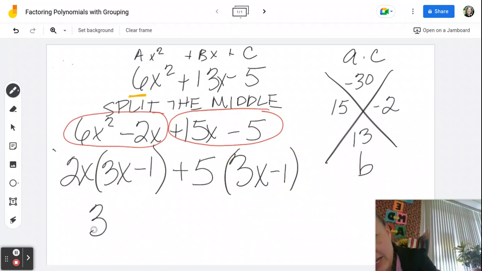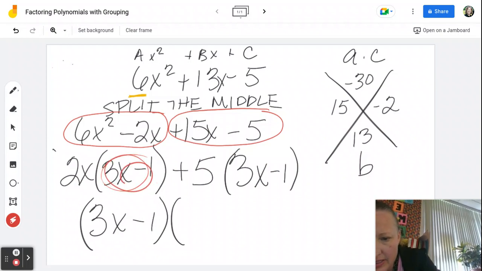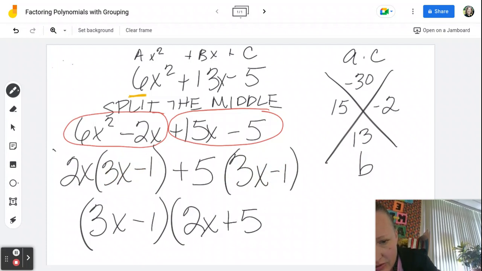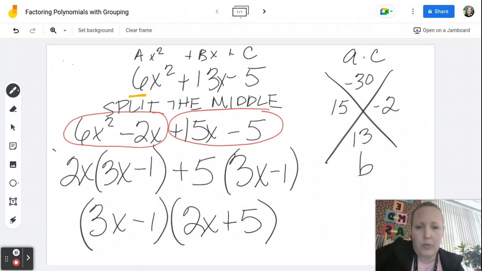So we're going to write out 3x minus 1, and then we're going to see what's left behind once I get rid of this and this. Okay, so just imagine I'm getting that. That's gone, and that's gone. Okay, so then I'm going to come back here. 2x is still there and a positive 5. So I'm putting those together. So that's how I can build out those two binomials using the grouping method.